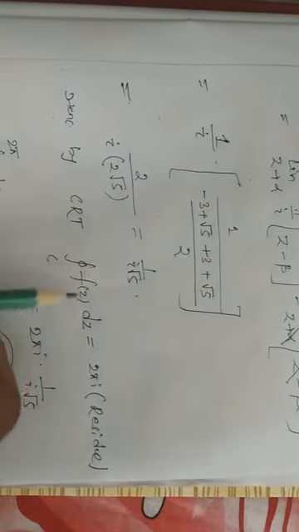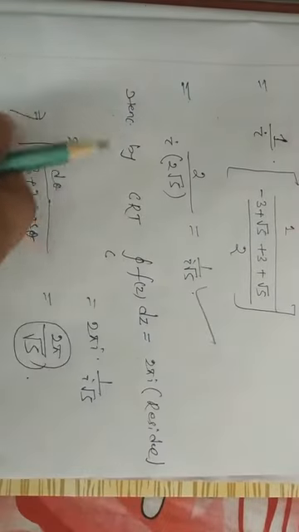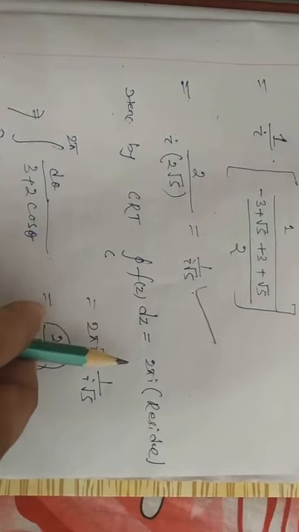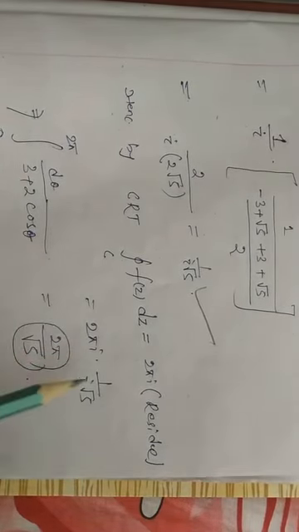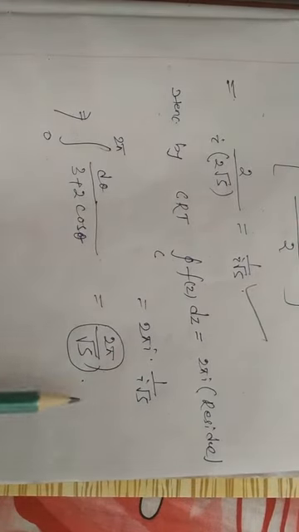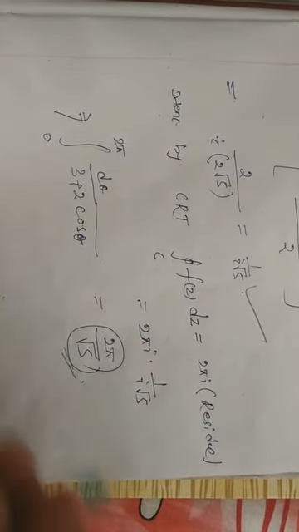Then the answer will be this one. Now using Cauchy's residue theorem, this is nothing but 2 pi i into the residue. So 2 pi i into 1 by i into root over 5, this will be 2 pi by root 5, which is the answer.